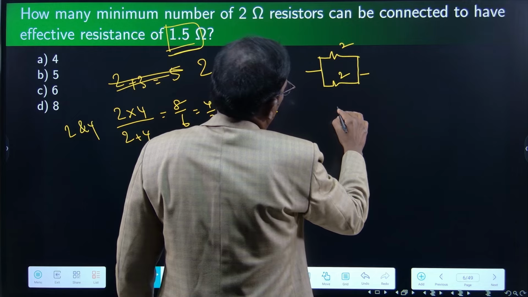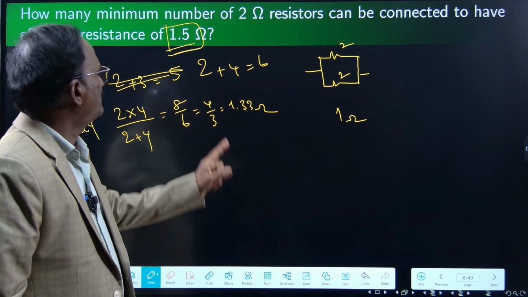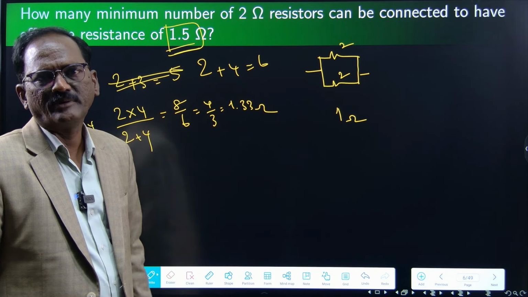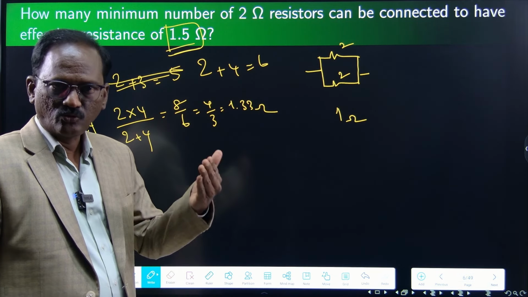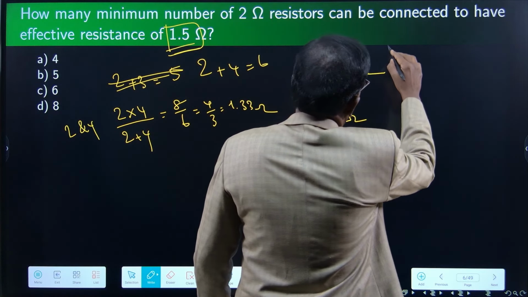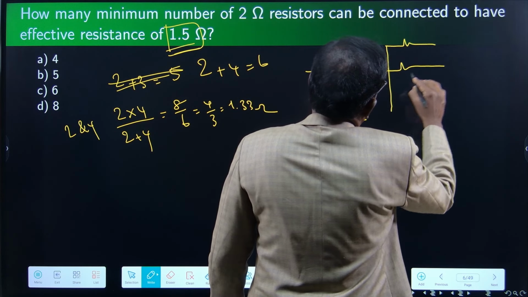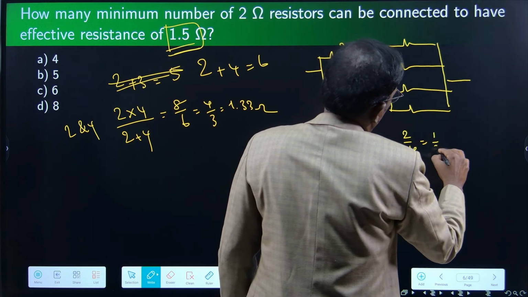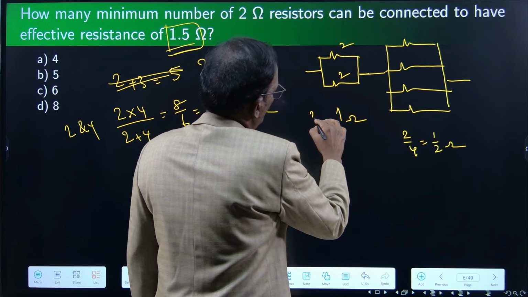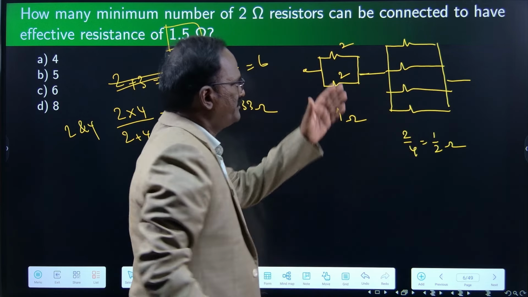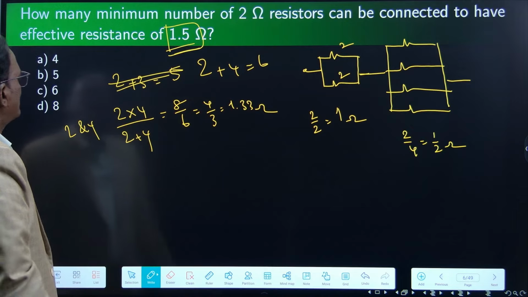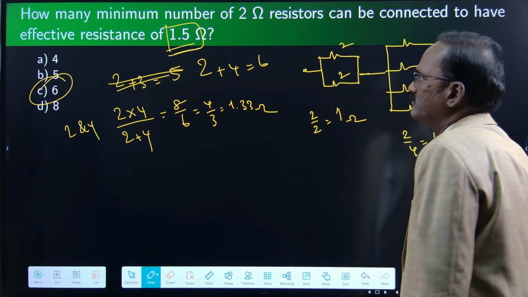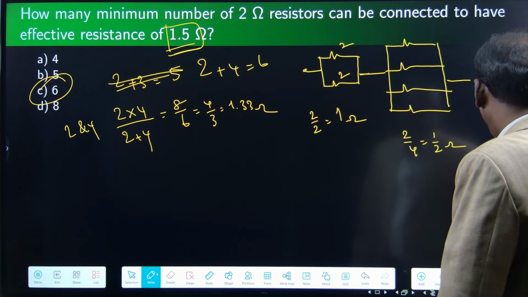2 and 2, when they are put in parallel, 1 ohm will be the result. But we need 1.5 ohms. 1 ohm resistor and 1 ohm resistor connected in parallel will give 0.5 ohms, 1 by 2, 0.5. This is what we will be doing. 2, 2, 2, 2, so this is 2 by 4 is equal to 1 by 2 ohms. This is 2 by 2 is equal to 1 ohm. How many resistors are required? 6 resistors are required. Option C. If you have 6 resistors, you can make 1.5 ohms using the 2 ohm value.